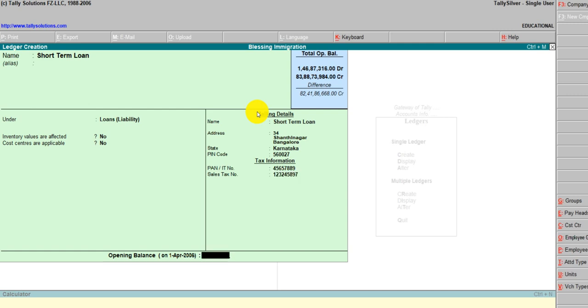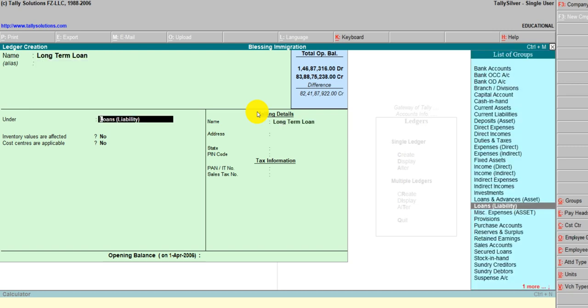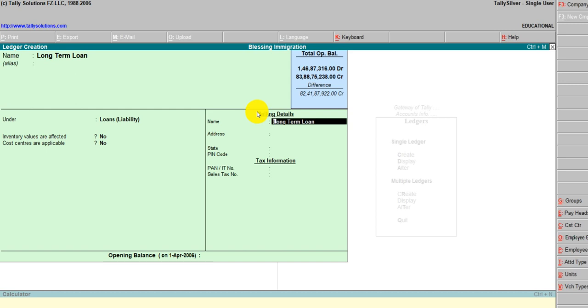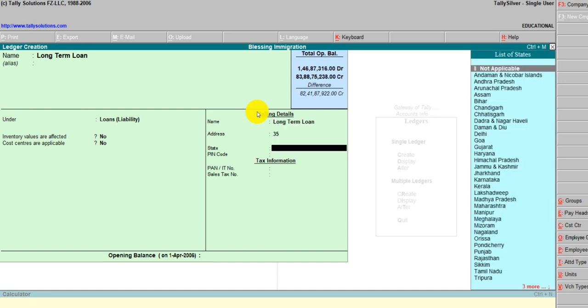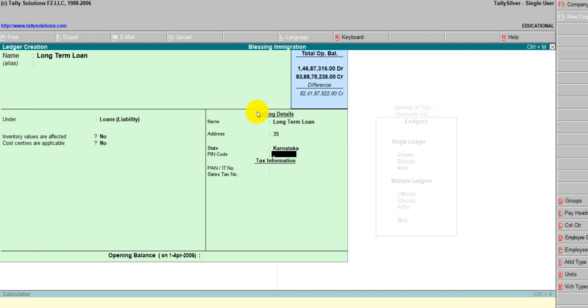Okay. So here is the amount that I am taking as a short term loan. CR is not crore, it is creditor. Creditor and debitor. And next is long term loan under loans and liabilities. Long term loan, some address I put, Karnataka, but while you enter you have to give a proper address and proper information.